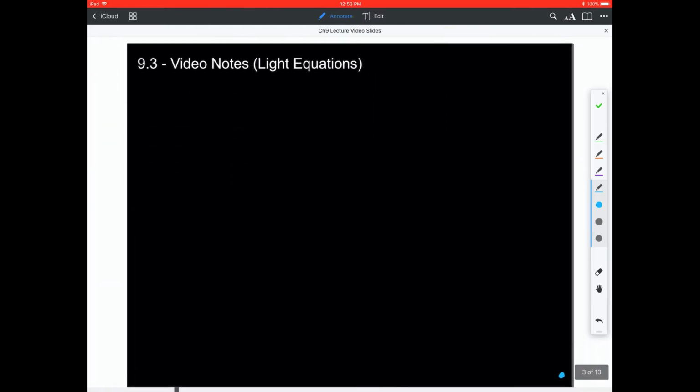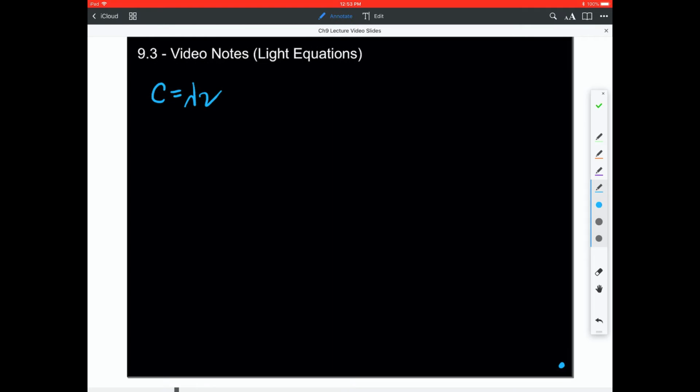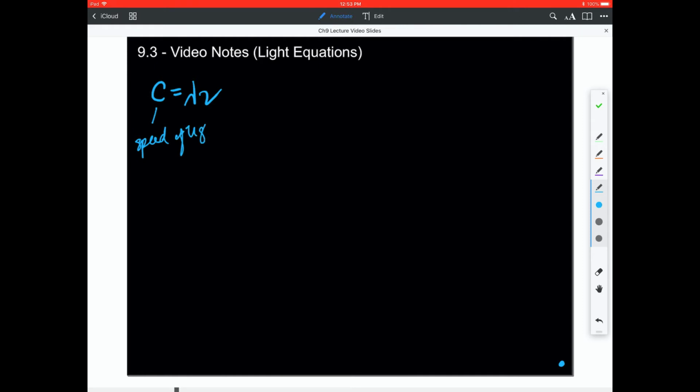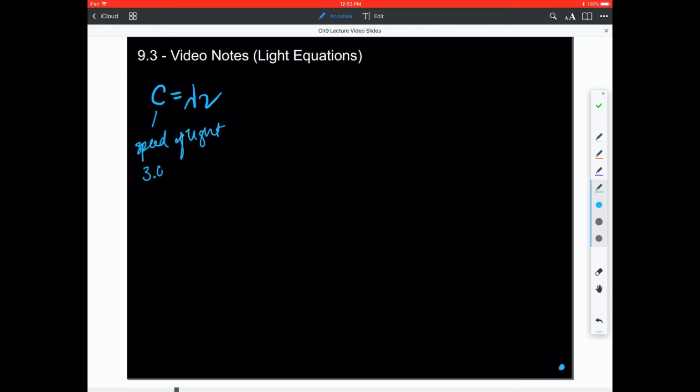Finally, that brings us to that little section towards the end of 9.3 labeled video notes. Your book does a very qualitative assessment of light, wavelength, and energy. Obviously, this is honors chem, so we want to make sure that we understand those relationships on a quantitative level too. So here are the equations that relate those pieces of information. Equations you need to know include c equals lambda nu, where c is, hypothetically you know this from middle school, the speed of light, which is 3 times 10 to the 8th meters per second.